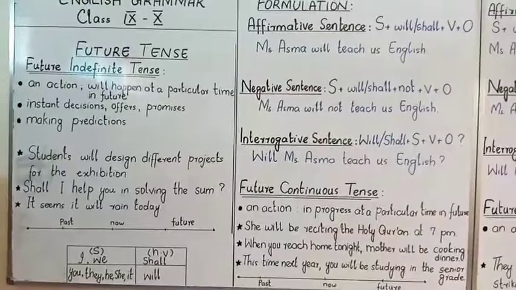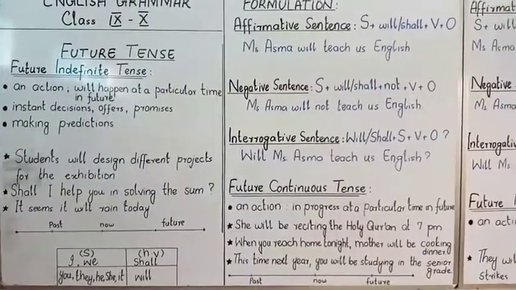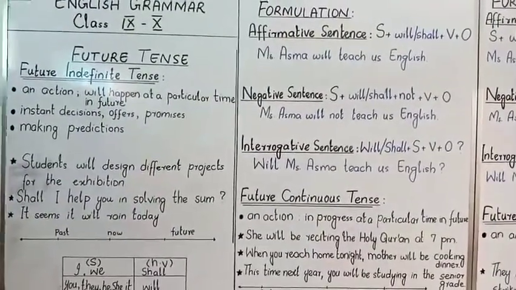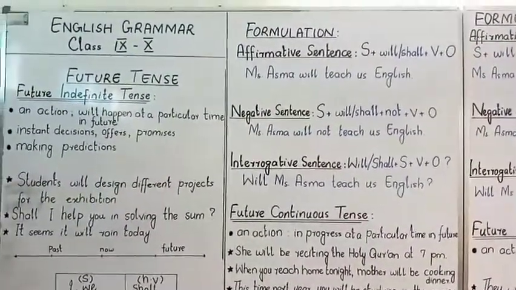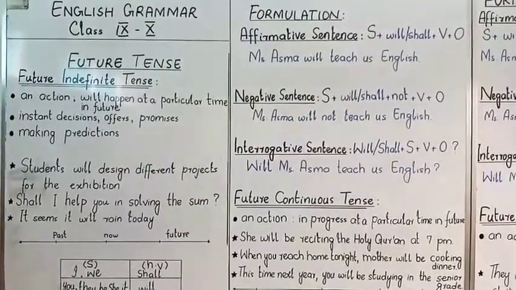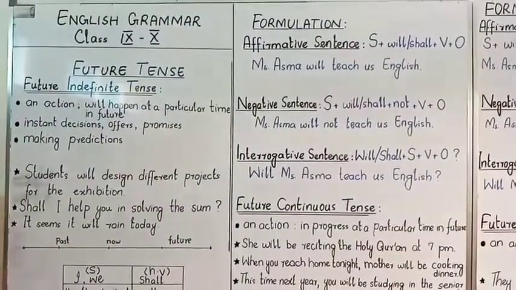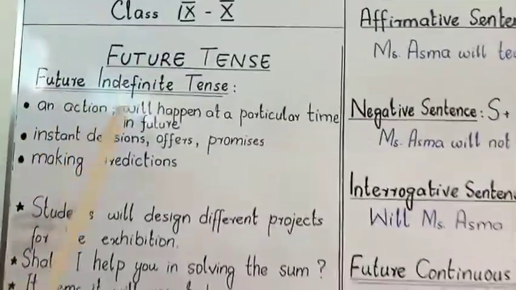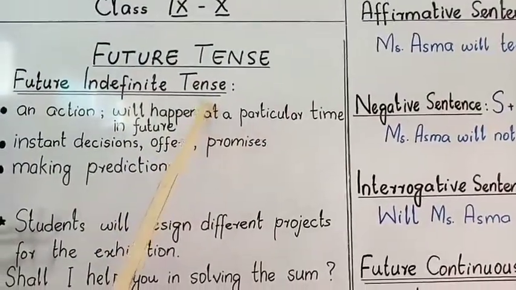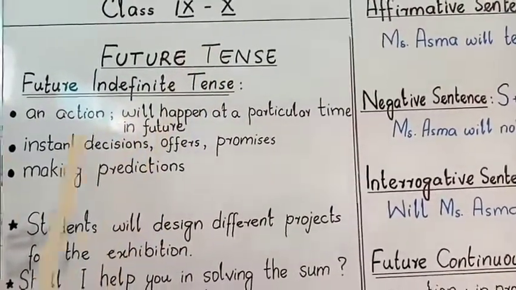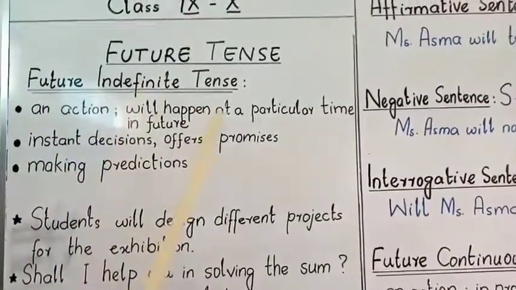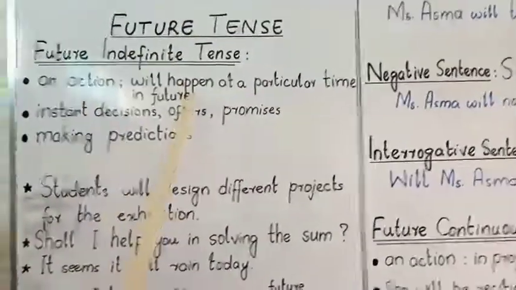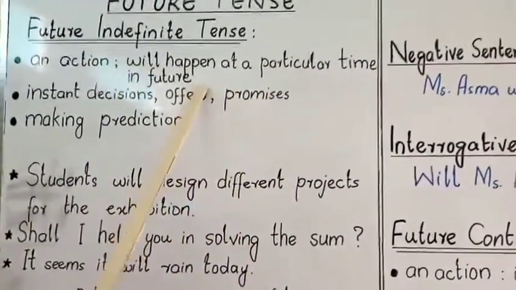So how many aspects of future tense? You know about them. There are also 4 aspects: future indefinite tense, future continuous tense, future perfect tense, and future perfect continuous tense. So let's discuss them one by one. The first aspect of future tense is future indefinite tense. And future indefinite tense talks about an action that will happen at a particular time in future.